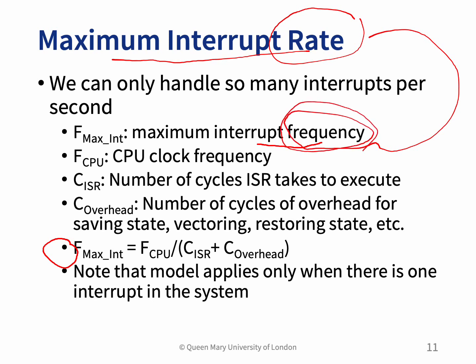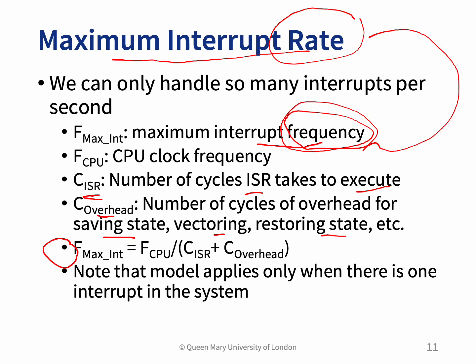Then we have F-CPU, the CPU clock frequency. Then we have C-ISR, the number of cycles the interrupt service routine takes to execute. Then the next one is the overhead, the number of cycles for saving state, vectoring, and restoring state. So you can see it's a very straightforward formula to help us understand the interrupt rate, right? So the higher the interrupt rate, it means it is not good, right?